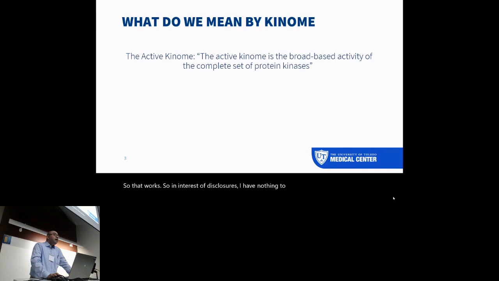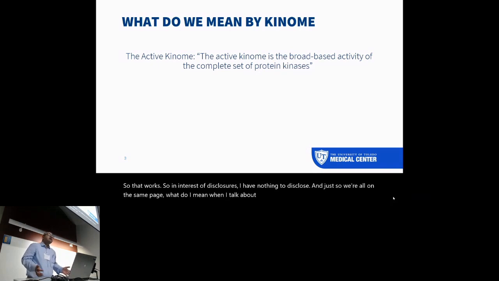So in the interest of disclosures, I have nothing to disclose. And just so we're all on the same page, what do I mean when I talk about the kinome? When I say kinome, I don't really mean every kinase ever. I mean the specific protein kinases that are active in a given condition in a given time point. And that's the active kinome, and that's what I refer to when I say kinome.